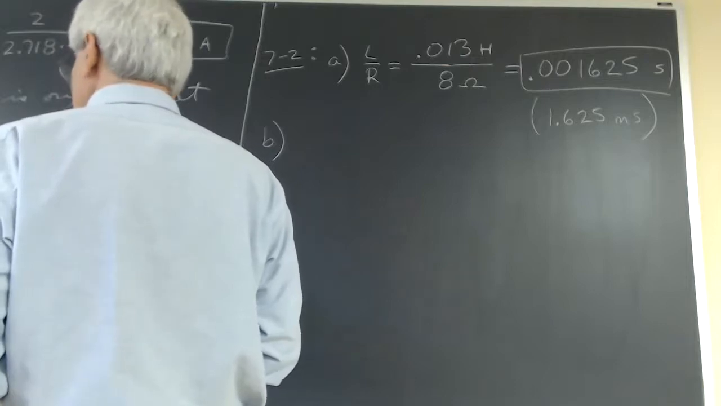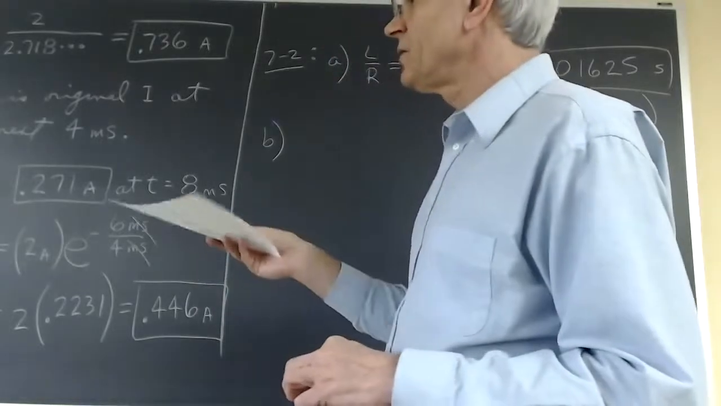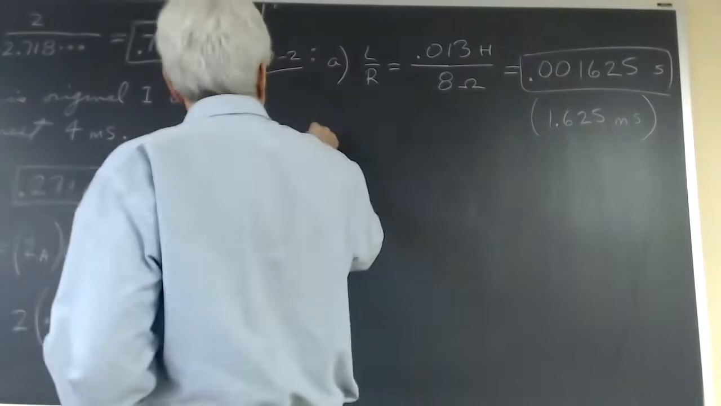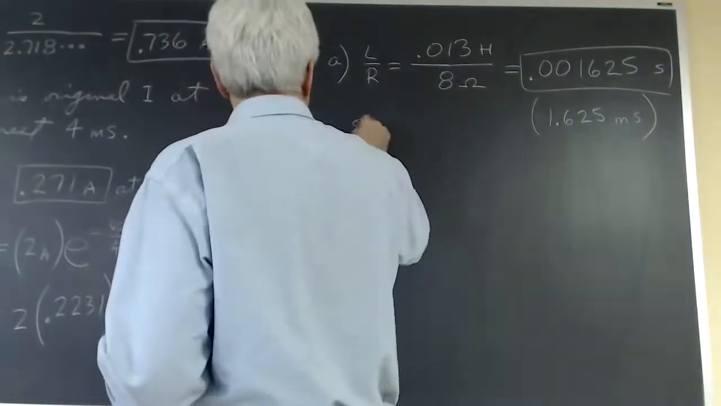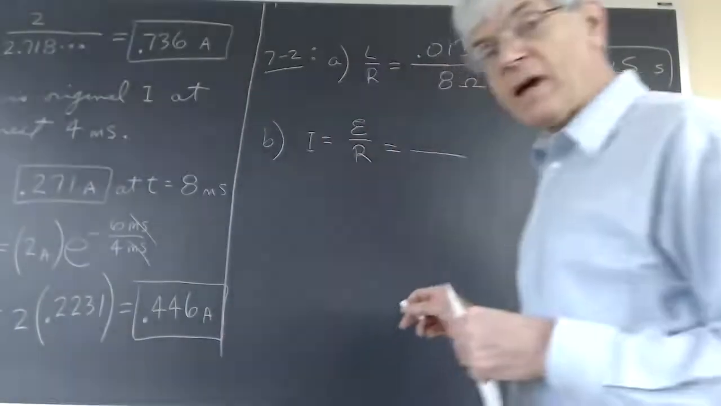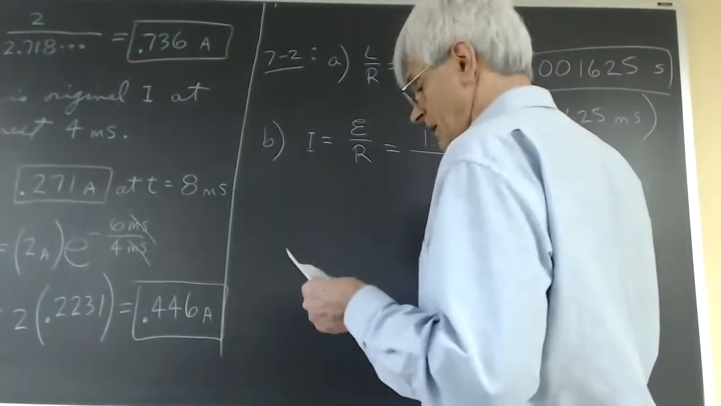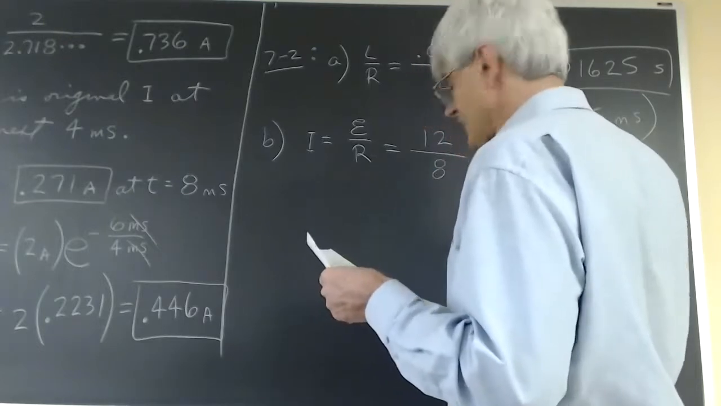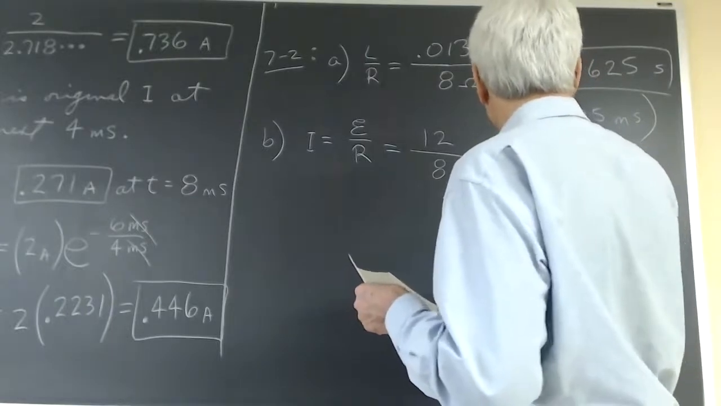Part B. What is the final steady state current? Well, just like before, Ohm's law, I equals V over R, or this time maybe I'll call it E over R, because we seem to kind of go back and forth with the notation, don't we? Anyhow, it's a 12-volt battery, and you've got 8 ohms of resistance, 1.50 amps.